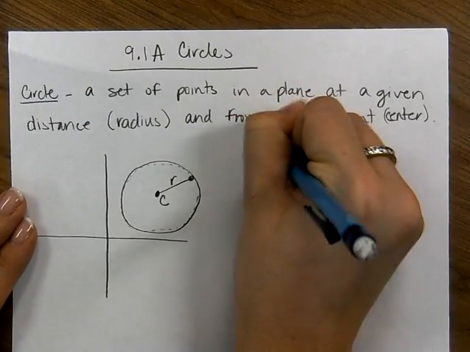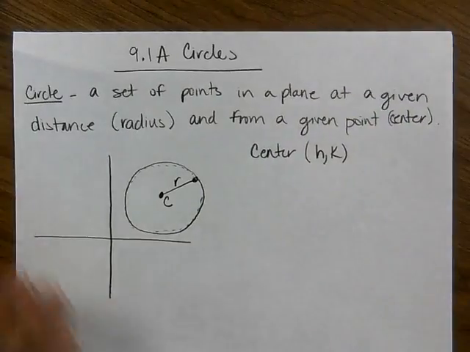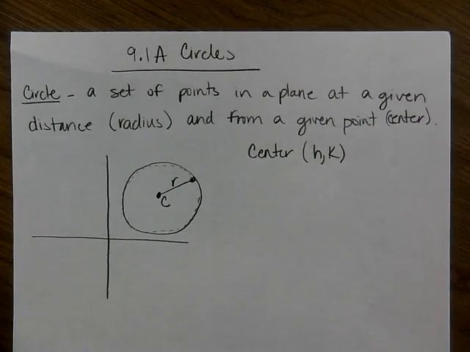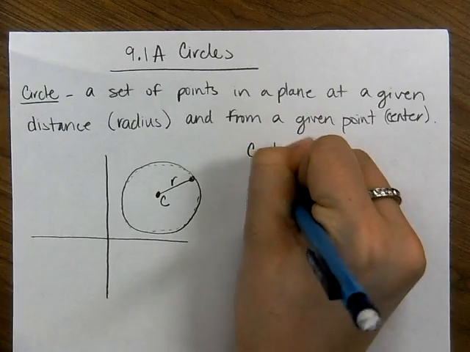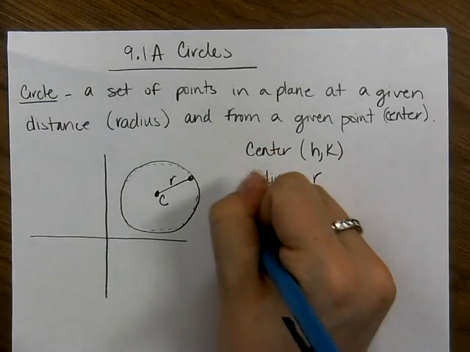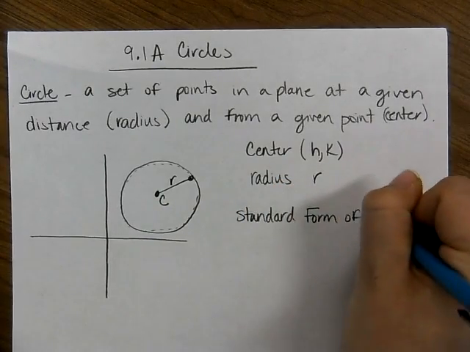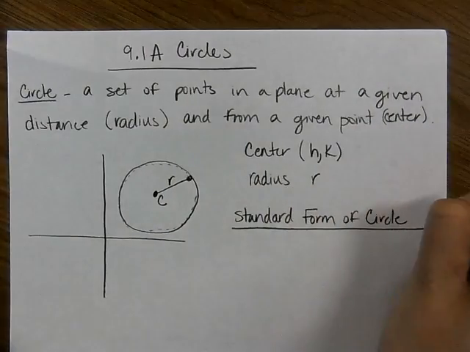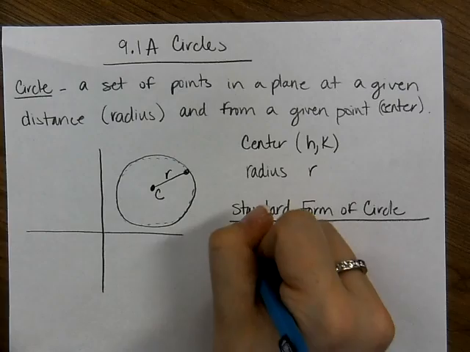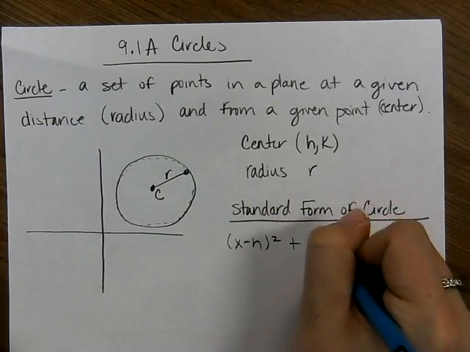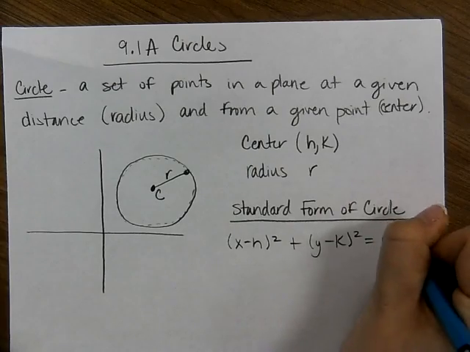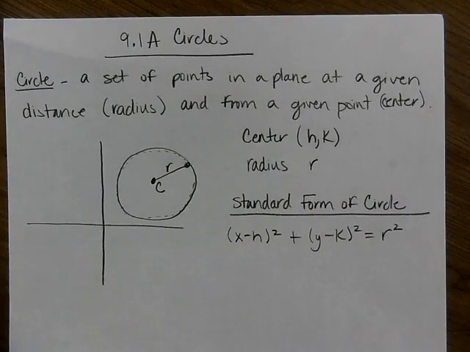So the center we represent as (h, k). And our radius we'll label as r. Okay, and now we have the standard form. So it's (x minus h) squared plus (y minus k) squared equals r squared. I'll give you these after. Okay, so that's really all the information for a circle, right?